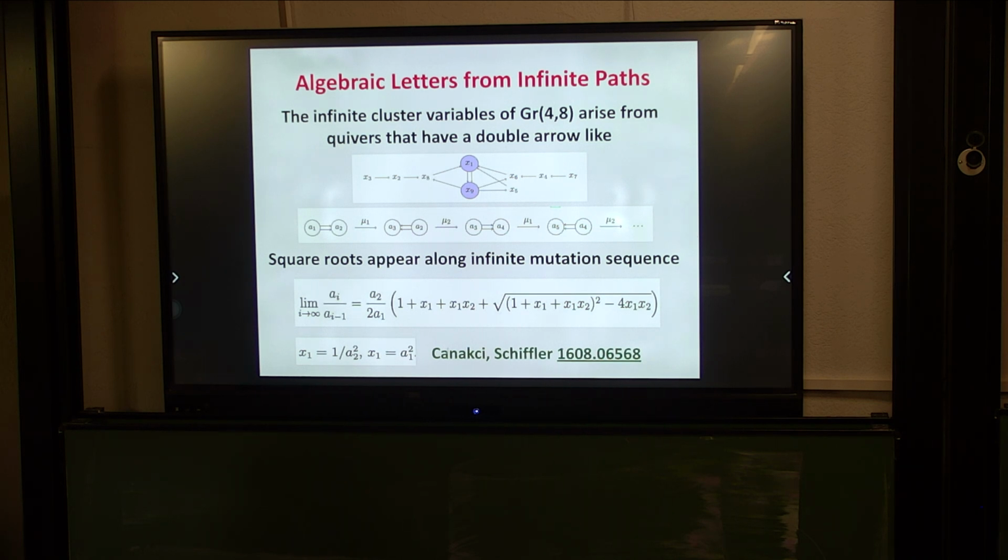But it's been known, I hope that the reference is correct. It's been known since, maybe there's a previous reference. So it's been known that the square roots appear along this infinite mutation sequence as this limit. So there's a way in mathematics to obtain the square roots. This is just a statement.